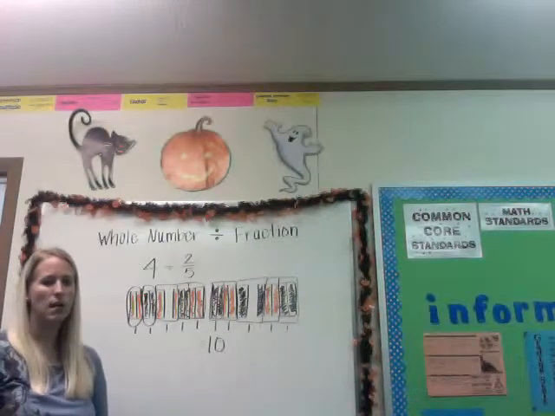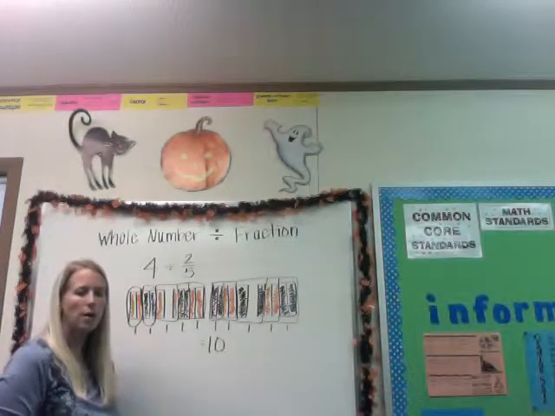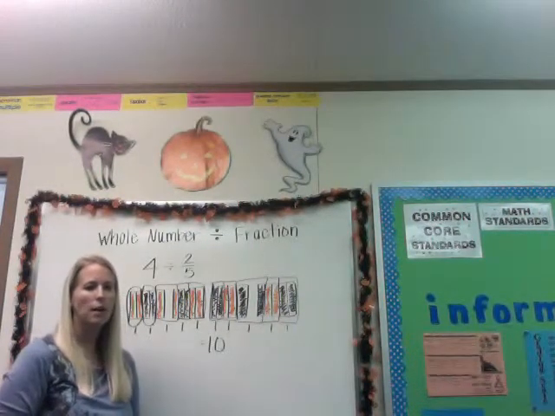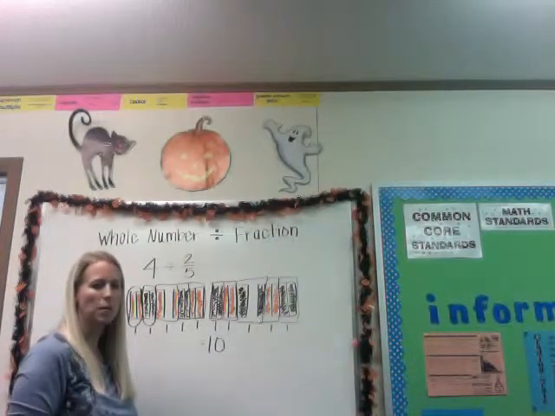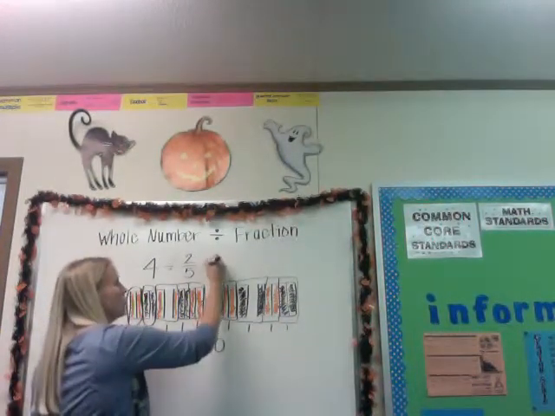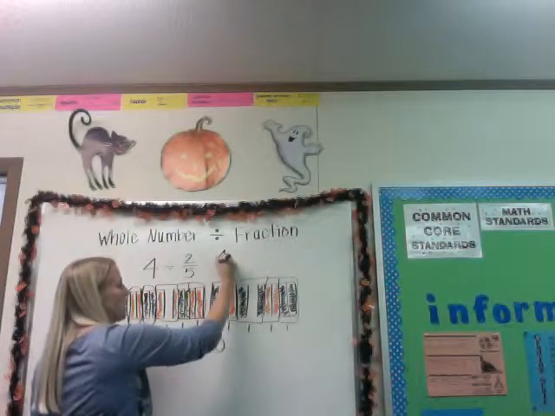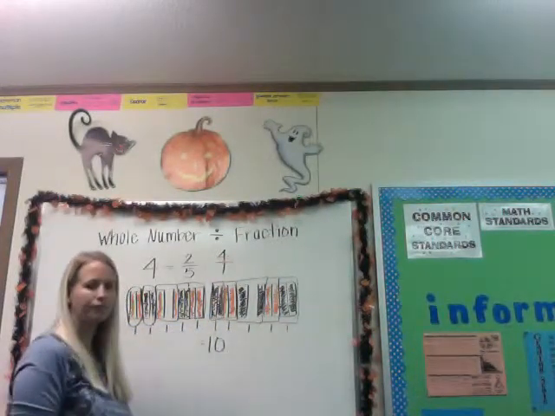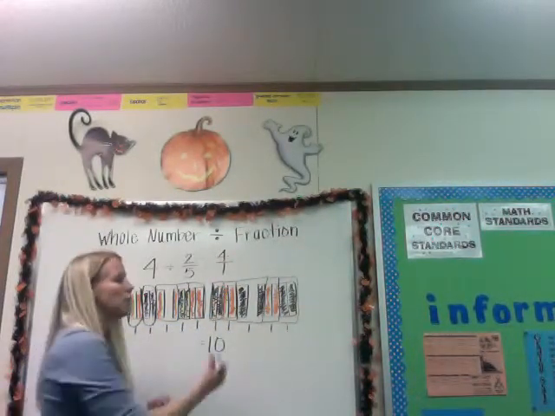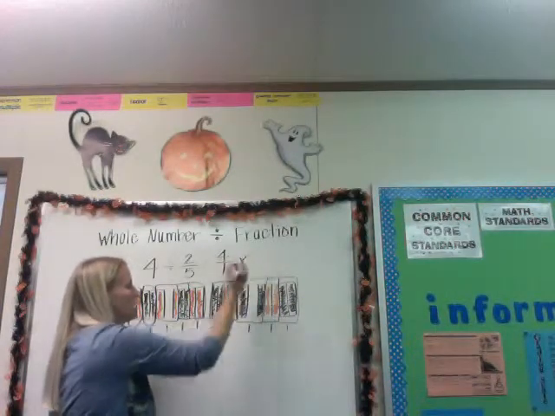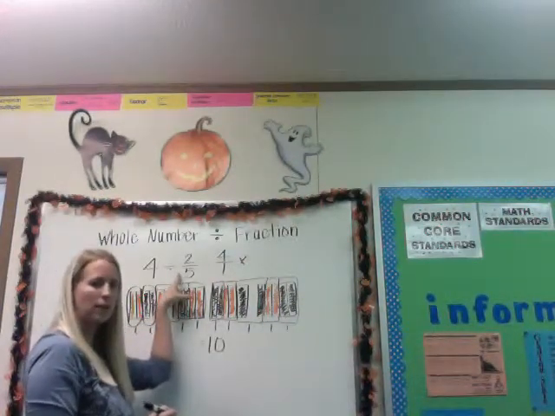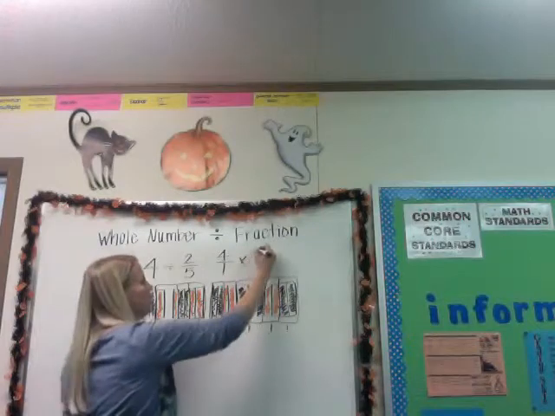Let's try it using the algorithm. So 4 divided by 2/5. Again, remember, dividing by a fraction is really multiplying by its reciprocal. So the 4, we're going to write it as a fraction, 4 over 1, times, and the reciprocal of 2/5 is 5/2, or 5 over 2.